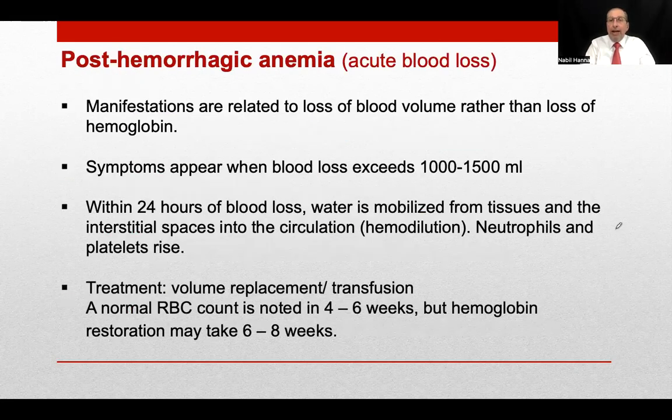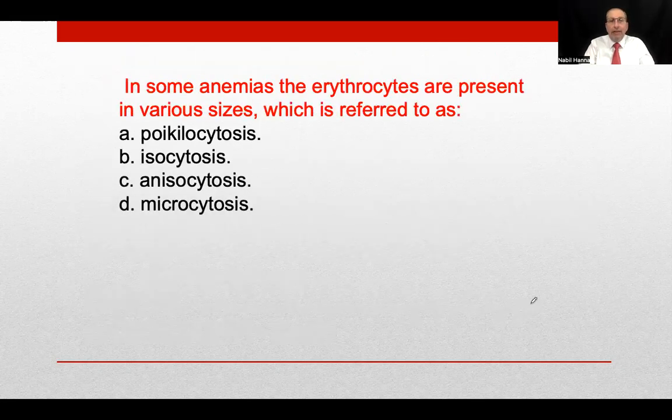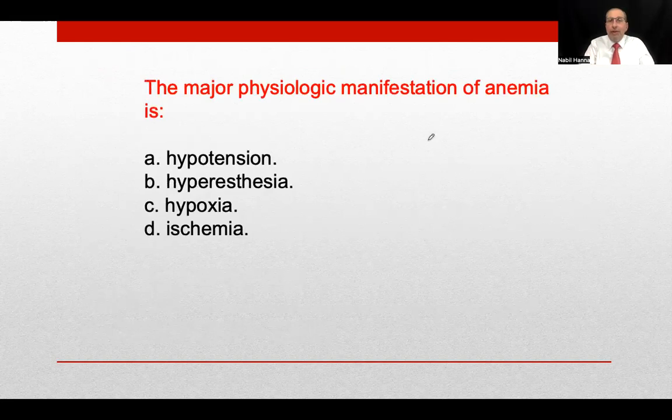Post-hemorrhagic anemia or acute blood loss anemia. Here, the danger of hypovolemia is more than the danger of acute anemia. So you have to replace the volume by crystalloids, colloids, or even blood. And I think this concludes this segment.